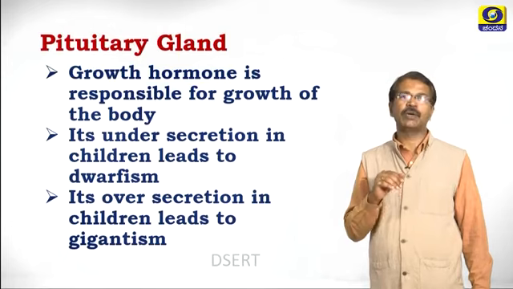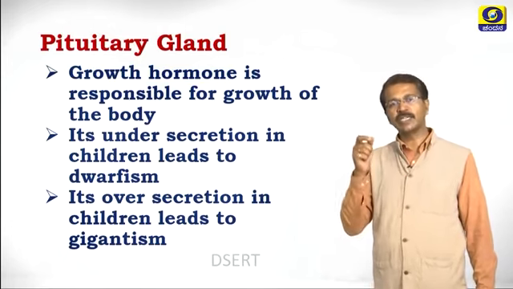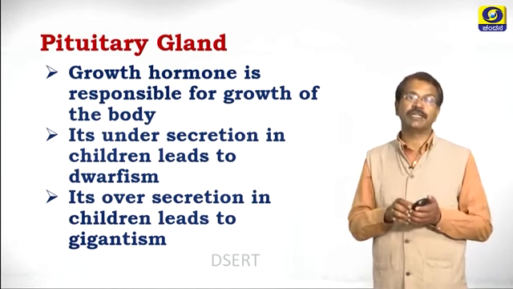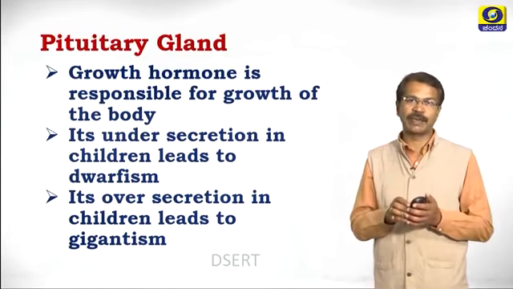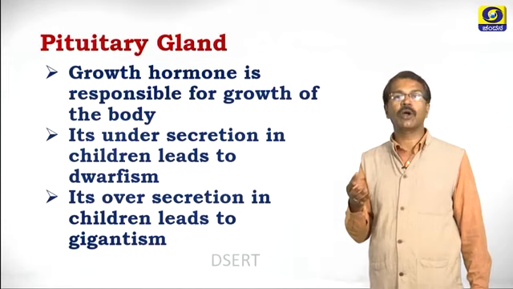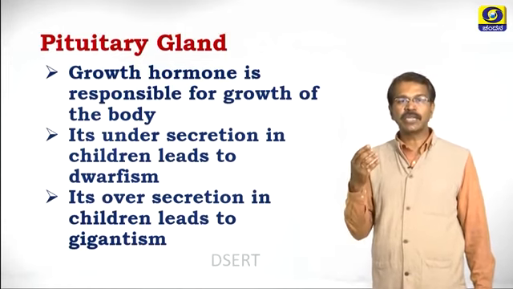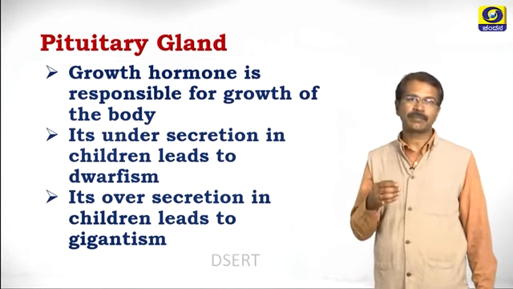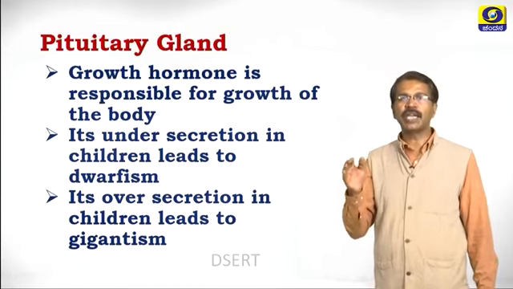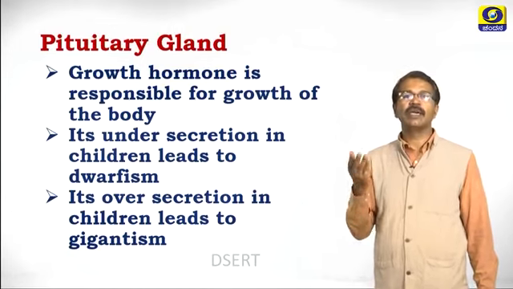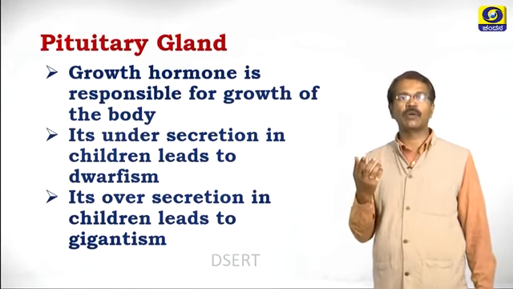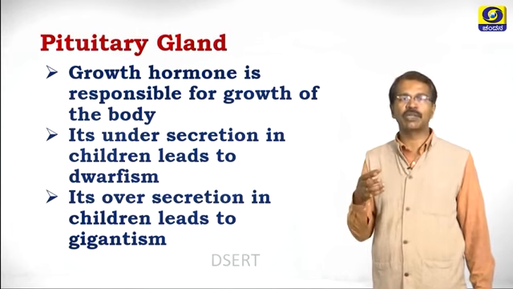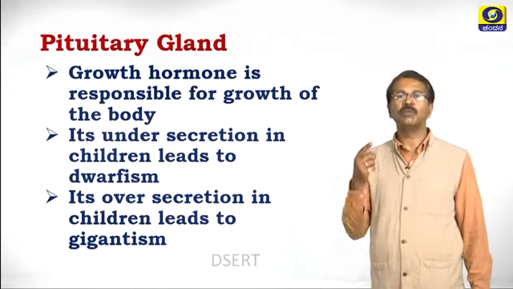Another situation also occurs. What happens? Pituitary gland, instead of secreting a specific amount of growth hormone, sometimes secretes it in large quantity, in greater concentration. Then it leads to a condition called gigantism. In such a condition, the person grows abnormally. A child aged around 10, 11 or 12 years may reach a height of about 6 or 7 feet, sometimes 8 feet. This is because of over secretion of growth hormone by the pituitary gland.